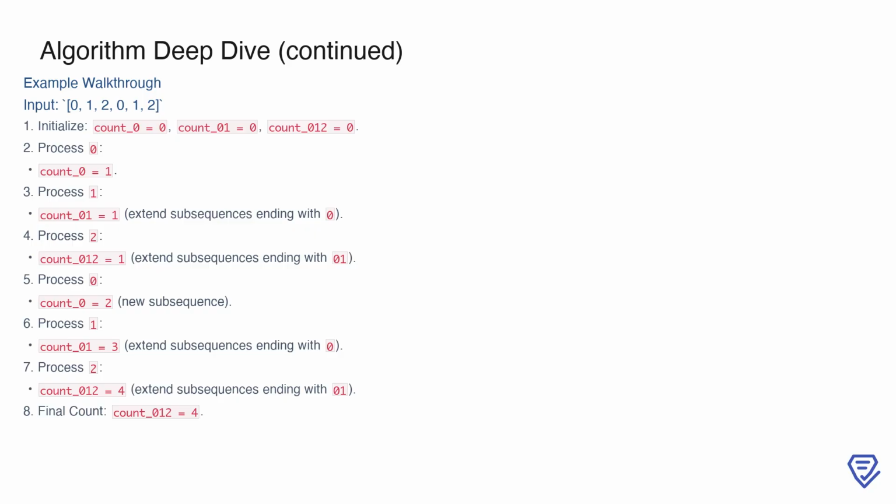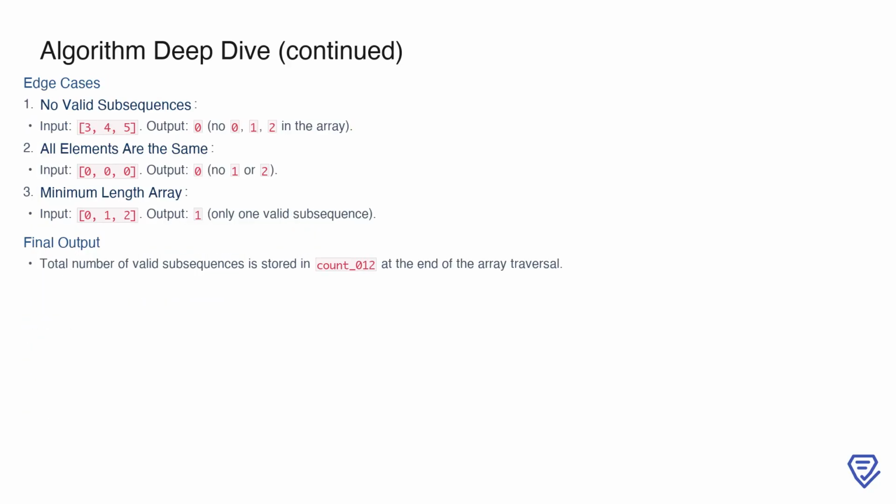For the next one, count_01 becomes 3 because both subsequences ending with 0 can be extended. Finally, for the last two, count_012 becomes 4, as all three subsequences ending with 01 can be extended. The final value of count_012, which is 4, represents the total number of valid subsequences.